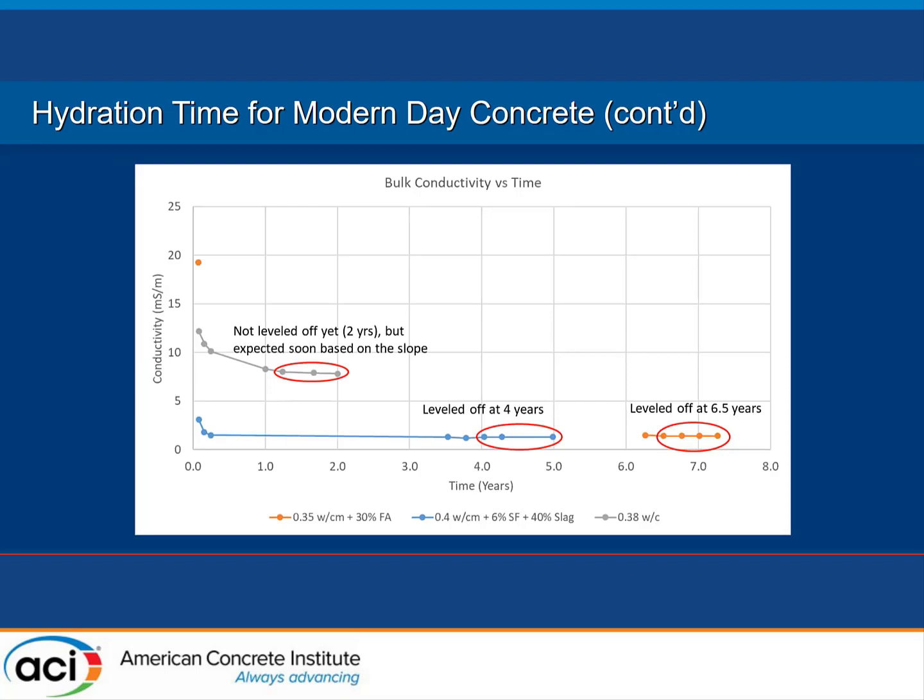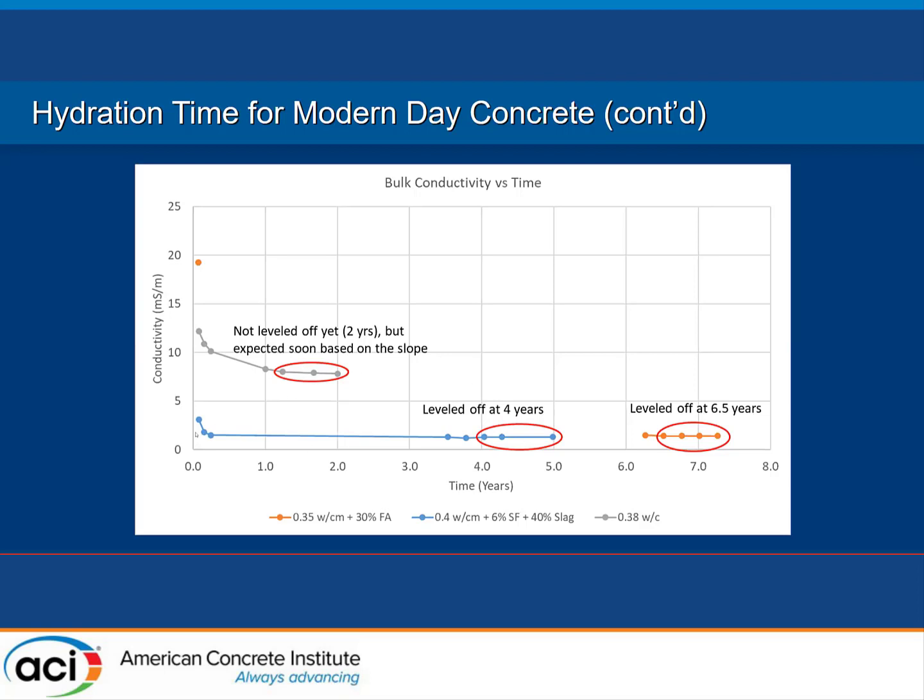The gray line represents normal OPC concrete at a 0.38 water cement ratio. We also had the diffusion coefficients, but we're looking at how conductivity changes in time here. And you can see it starts coming down pretty rapidly, and then all of a sudden it starts to average out. So it's really not changing much after 2 years. We think it's going to go up to about 3 or 4 years, and it'll be pretty much constant.